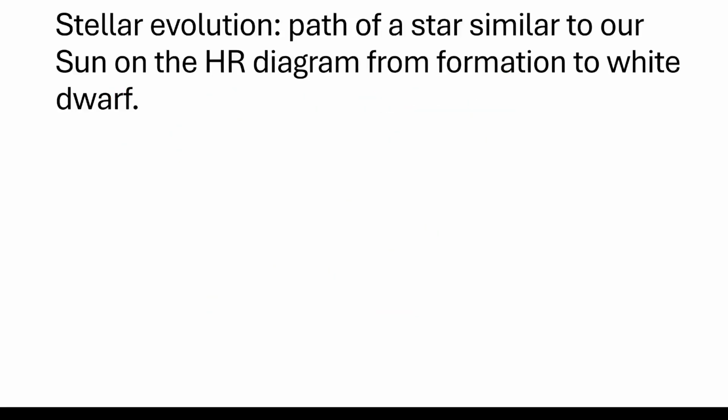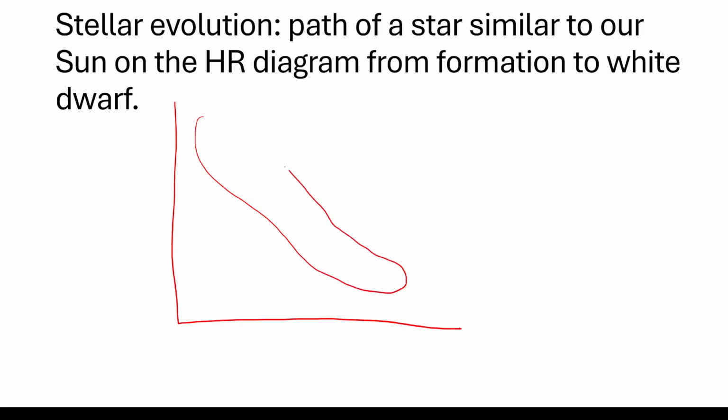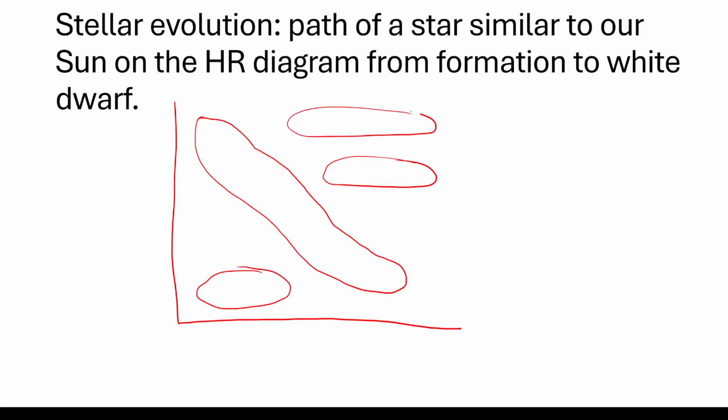Path of a star similar to our sun on the HR diagram from formation to white dwarf. Again, I'm just doing it so that it helps you remember. Sometimes you do it more than once, it helps you remember. So this is giants and this is supergiants. The sun is here. So where would it go?